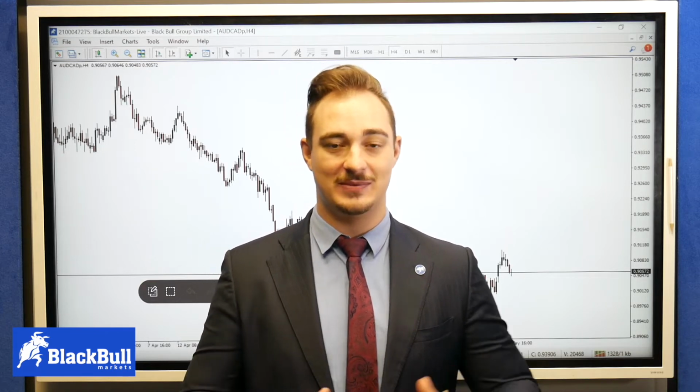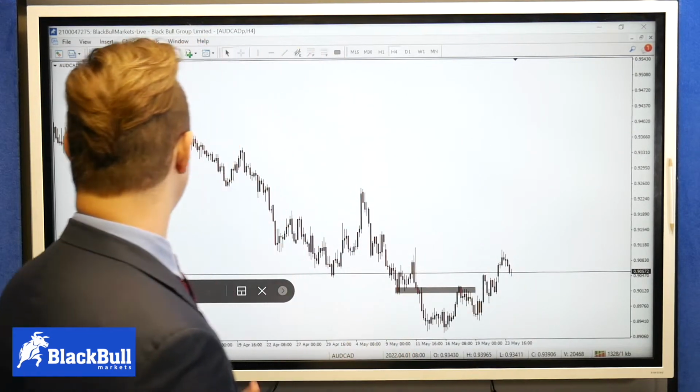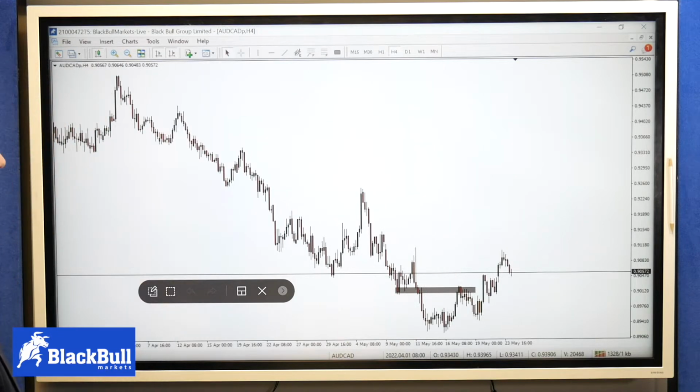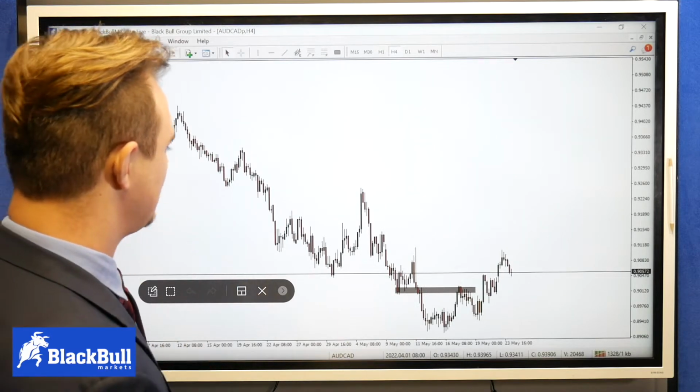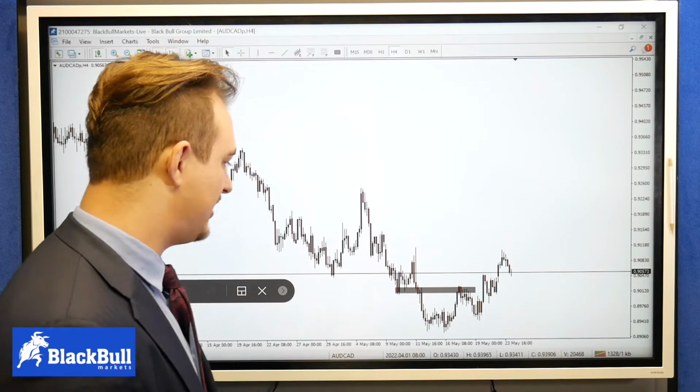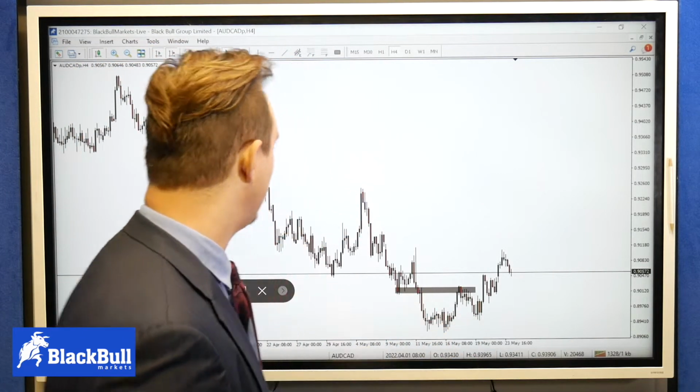Now, without further ado, let's jump into the charts and see what we have. So first of all, got a couple of pairs to cover. Looking here at Aussie CAD, this is the hourly time frame. Now, yes, we've been in a very, very strong downtrend, but we have started to see some new higher lows and higher highs.